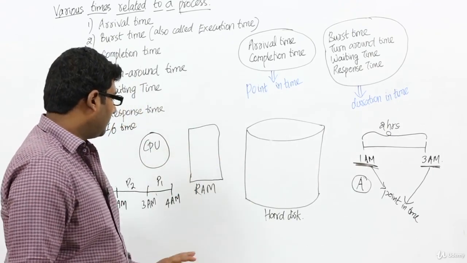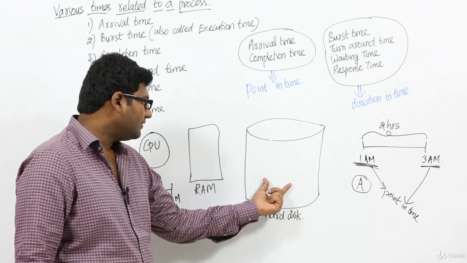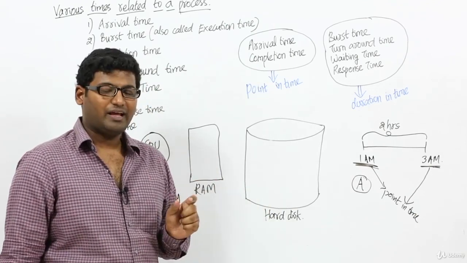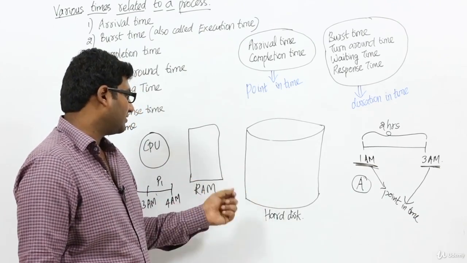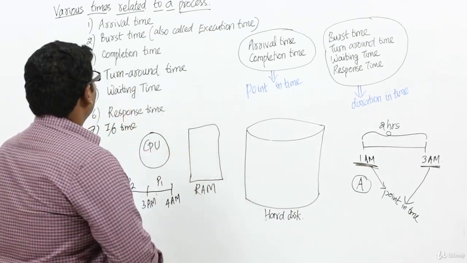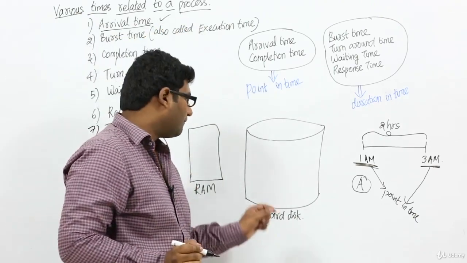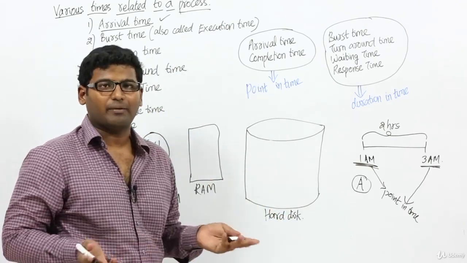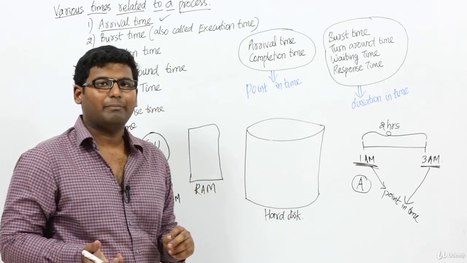Now, at some point in time, a process will be moved from hard disk to RAM. That point in time, I'm not saying duration in time, I'm saying it is a point in time, at which the process is moved from hard disk to RAM is also called arrival time. Arrival time is a point in time at which a process has arrived in the RAM. Let us assume it is 2 a.m. At 2 a.m. a program has arrived from hard disk into RAM. That is what we mean by arrival time.